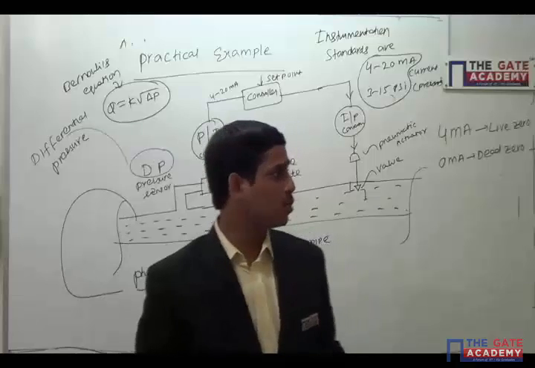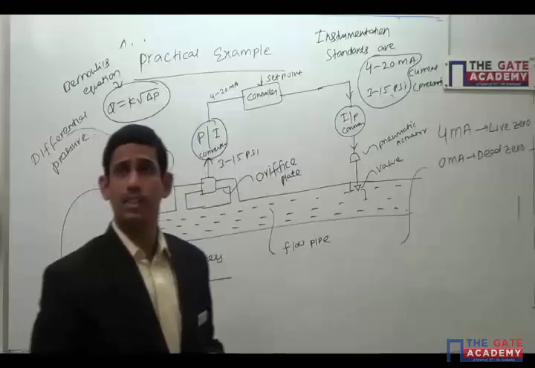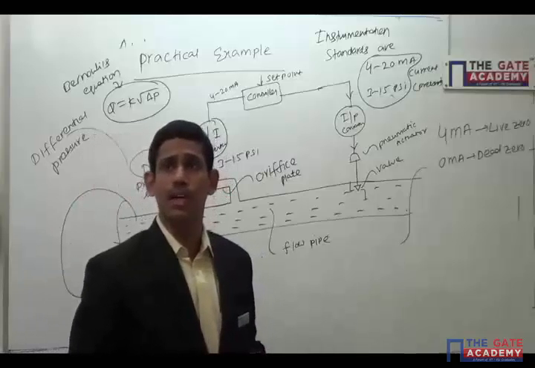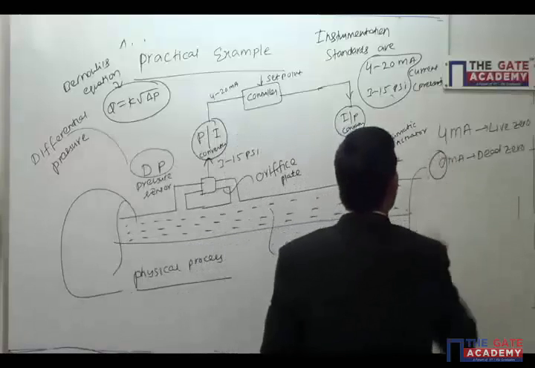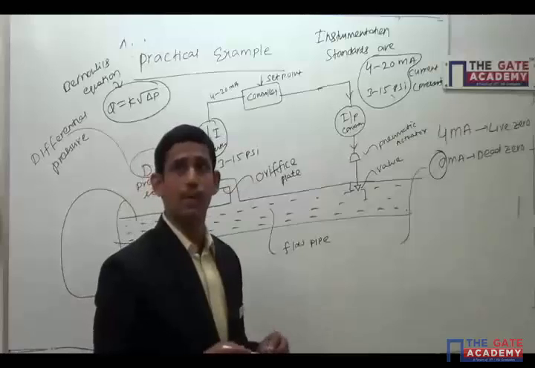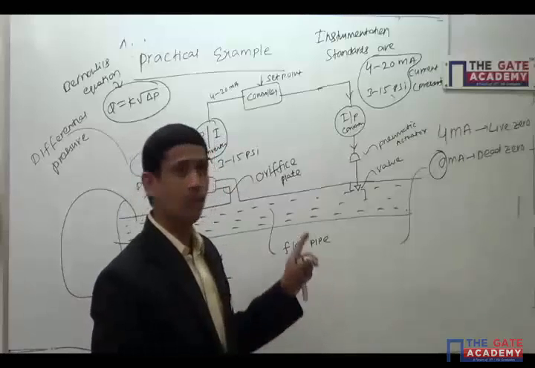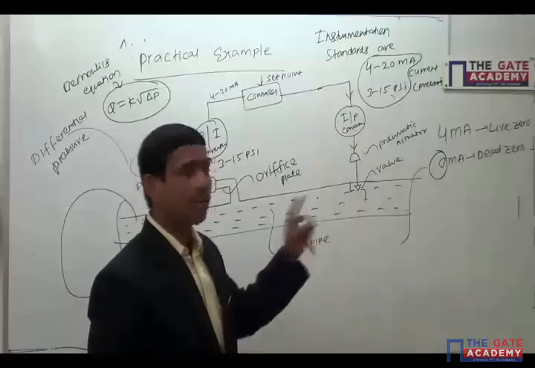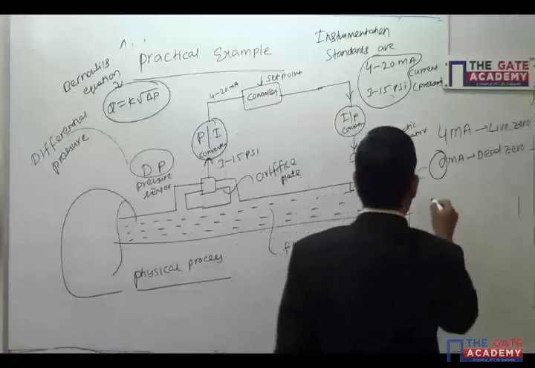Why 4 milliamperes only as a live zero? Suppose the process has some problem or the instrument device is not working. If they kept 0 milliamperes, we wouldn't know exactly. So that's why they kept 4 milliamperes. If some problem comes, the 4 milliamperes will come down to 0, so that I can understand that some problem was there.